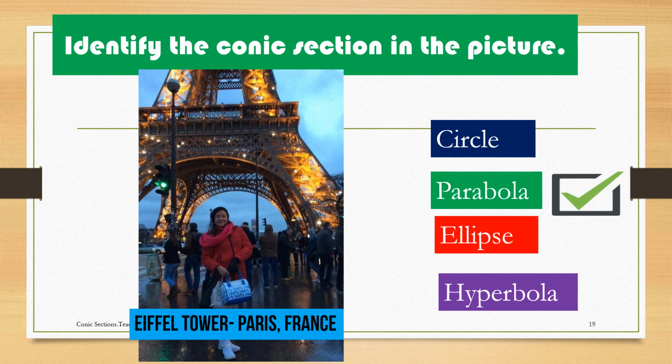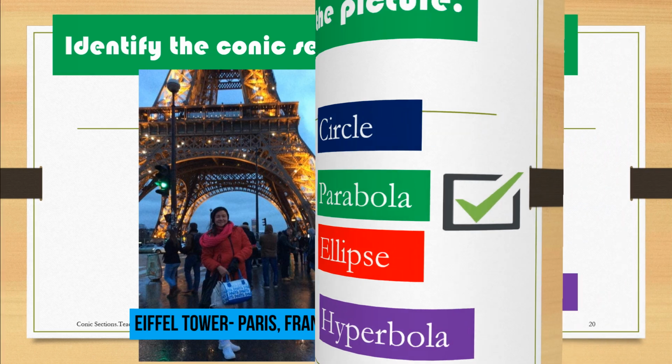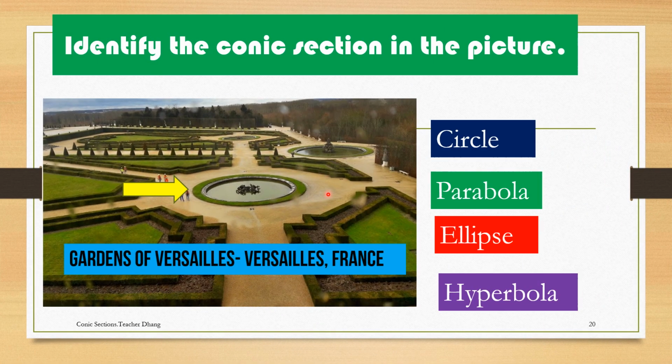Absolutely right. It is a parabola. Now explore the royal gardens of Versailles in Versailles, France. The gardens cover some 800 hectares of land. It is so big that you could get lost in exploring it. In these gardens, 200,000 trees and 210,000 flowers are planted annually. What conic section is found in the middle of the gardens?